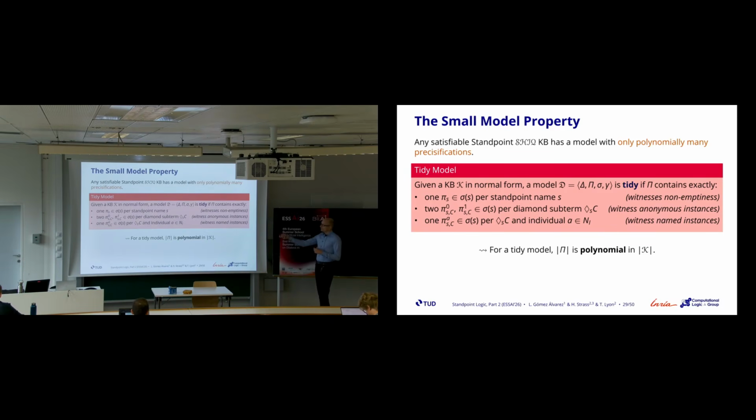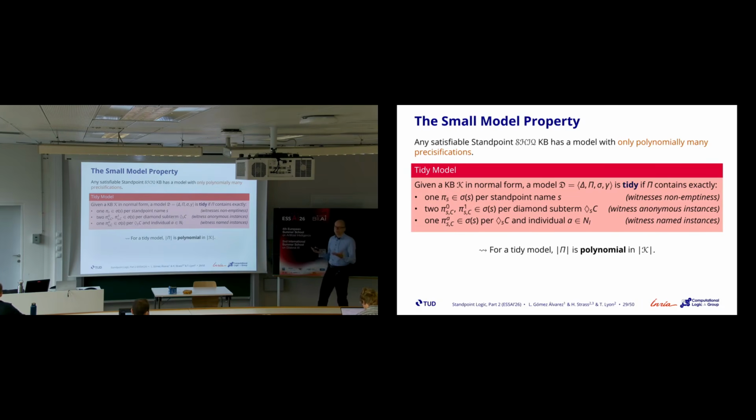And what this means is, well, the number of such subterms is bounded by the size of the knowledge base. The number of standpoint names is bounded also by the size of the knowledge base, because you cannot have more standpoint names occurring in the knowledge base than the size of the knowledge base. And so overall, the number of precisifications that you end up with is polynomial in the size of the knowledge base. And that makes it small, and that is useful because if we then want to check satisfiability, it suffices to look for tidy models.